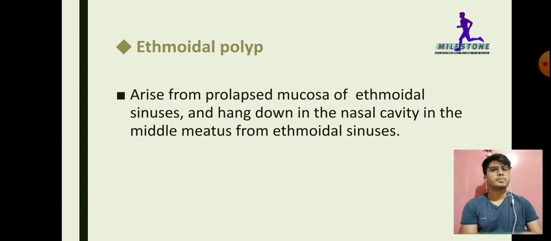Okay, and the ethmoidal polyp. Ethmoidal polyps arise from the ethmoidal sinuses. Then it sags down, it hangs down into the nasal cavity and into the middle meatus. We have also seen the meatus, right? That's why I was telling you about the meatus, so that you can understand the topic fully. So it goes into the middle meatus and hangs down. It goes to the front, and the antrochoanal polyp goes backwards.